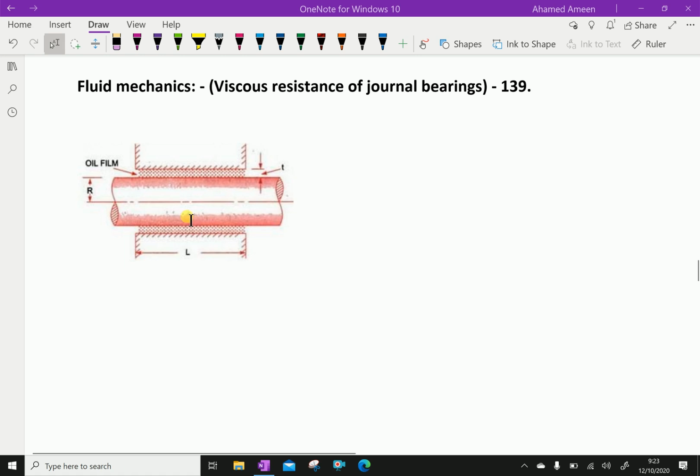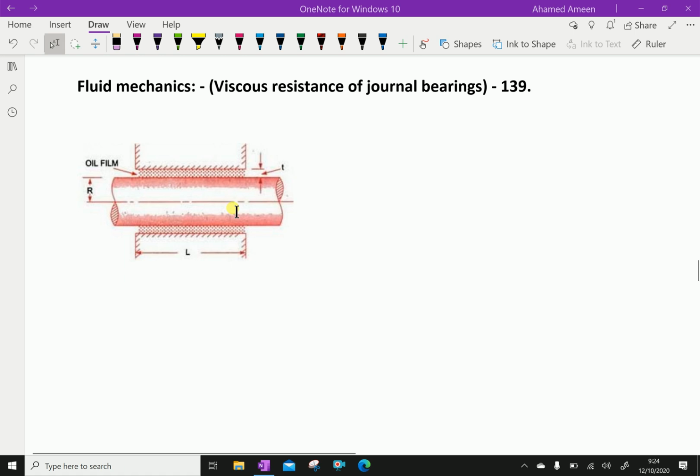The oil film in contact with the shaft rotates at the same speed as that of the shaft, while the oil film in contact with the journal bearing is stationary. Thus, the viscous resistance will be offered by the oil to the rotating shaft. Due to the oil film, the frictional resistance is reduced and it is easy to rotate the shaft.